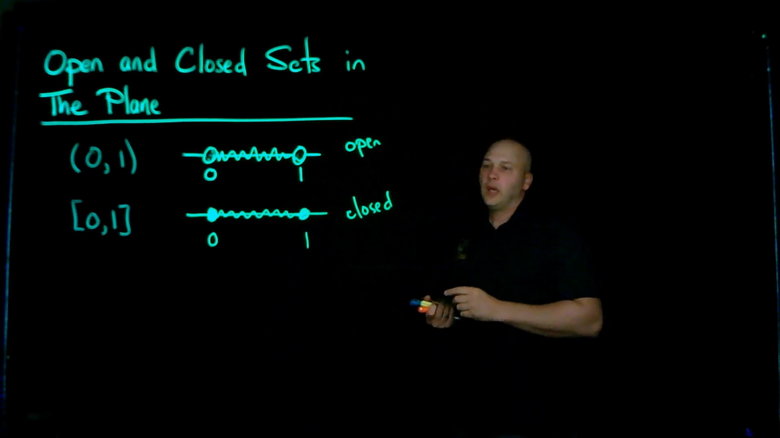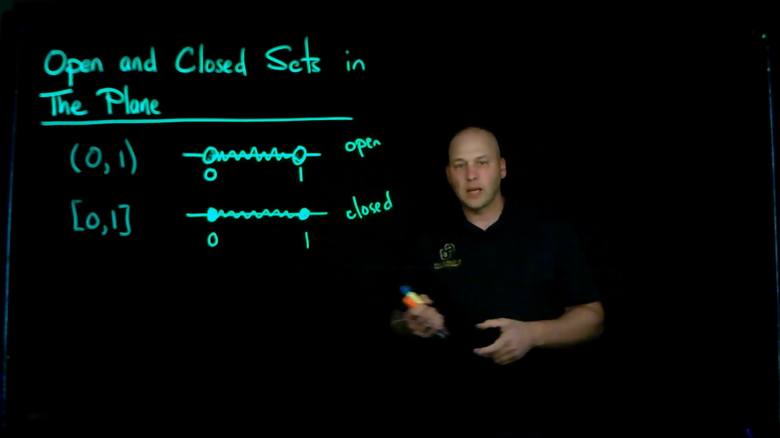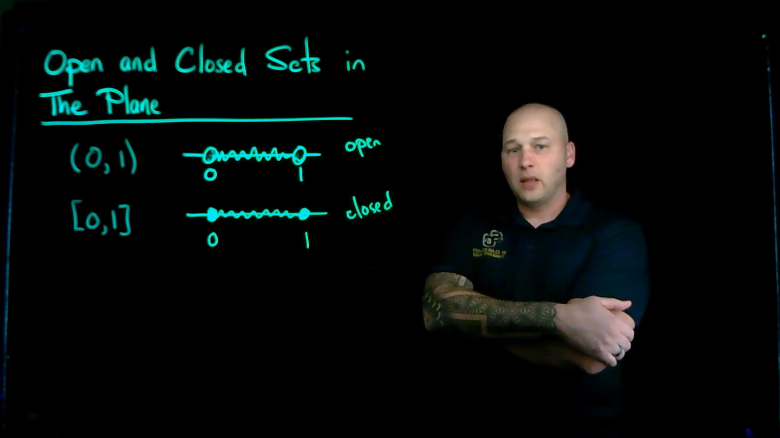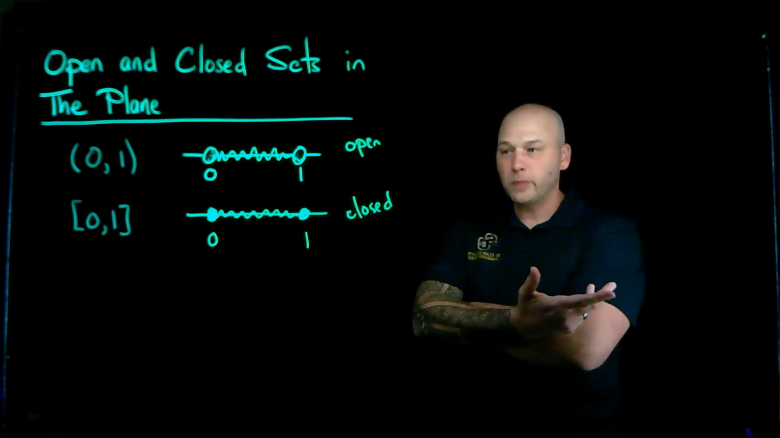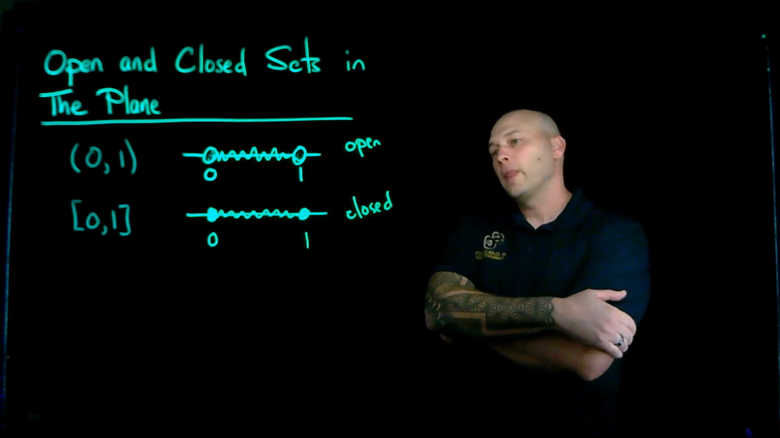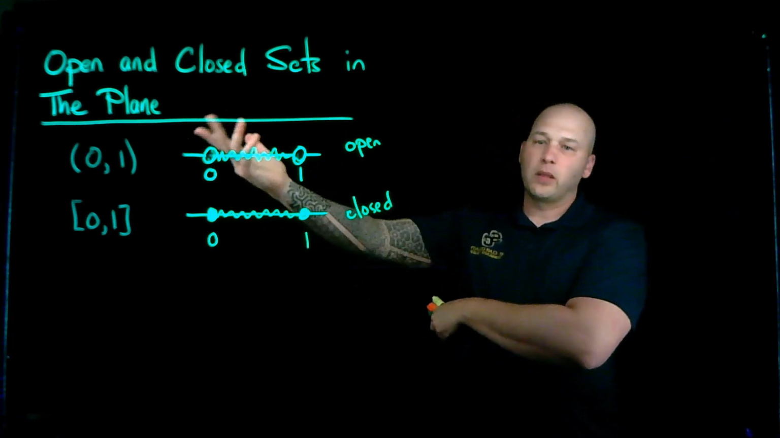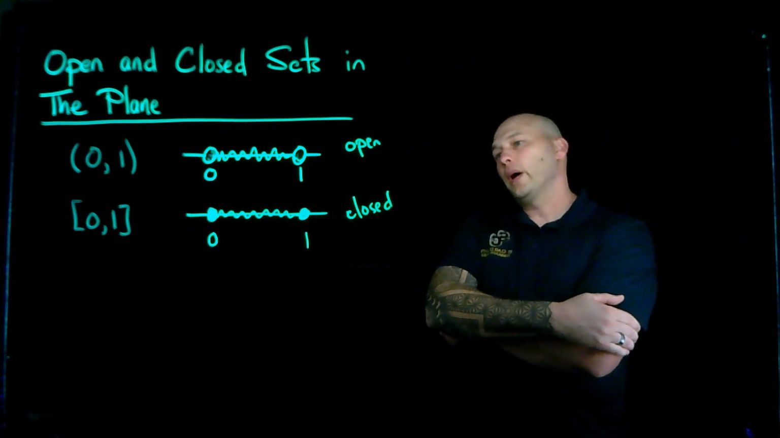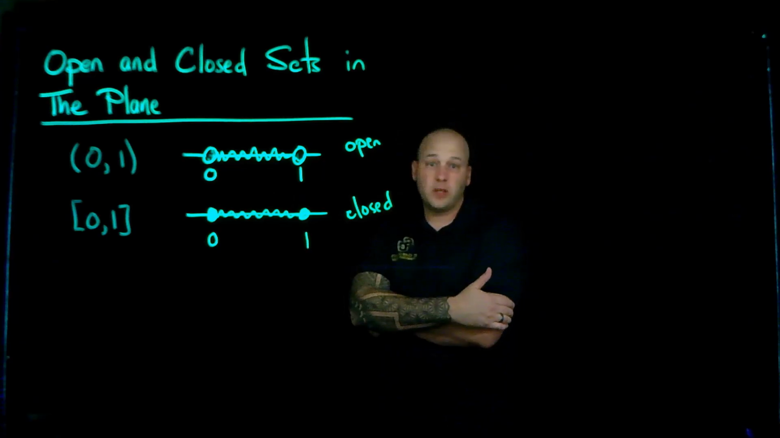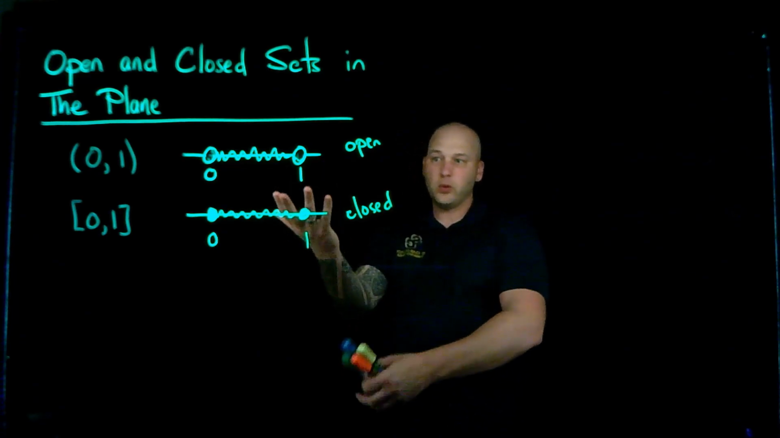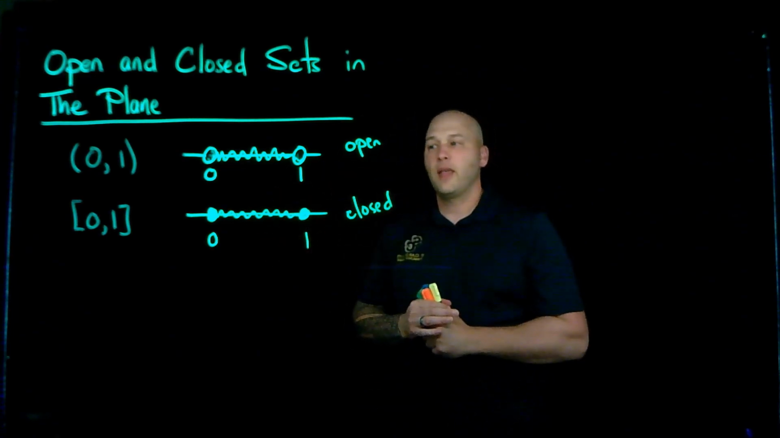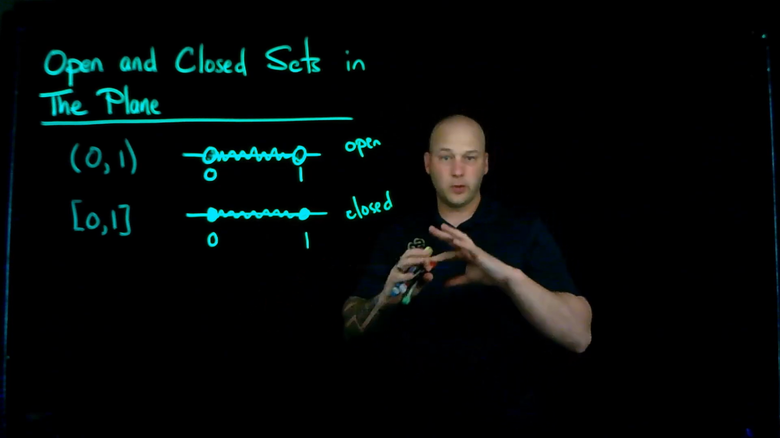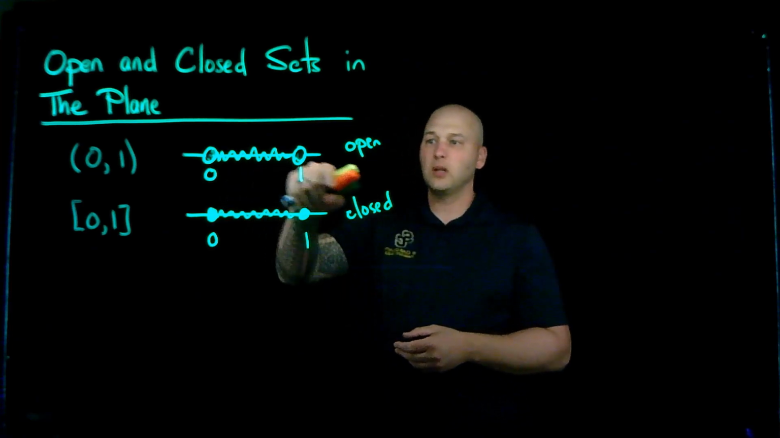Well, in Calc 3 and lots of other courses, we're going to be concerned about regions in the plane, or R3 in 3-space, 4-space, and so on. I'm going to focus more on the plane in this video simply because it's easier to draw. But we might have some region and we want to describe, is it open or closed? What features do these have, so that the same thing will happen in R2 or R3? Because we could have much more complicated shapes than just intervals.